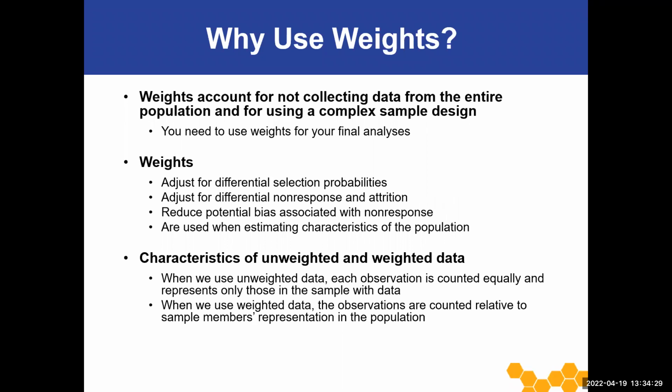Given these adjustments, weights then can be used when estimating characteristics of the population, which is a primary goal for FACES 2019. When unweighted data are used, each observation is counted equally, and the data represents only the observations of those programs and individuals in the sample. That would focus on the characteristics of the 165 programs and the 2,200 children in the study sample. But FACES aims to describe the characteristics of the population of Head Start children and their families, classrooms, and programs. When weighted data are used, the observations are counted relative to sample members' representation in the population from which the sample was drawn and can produce reliable estimates for this population.